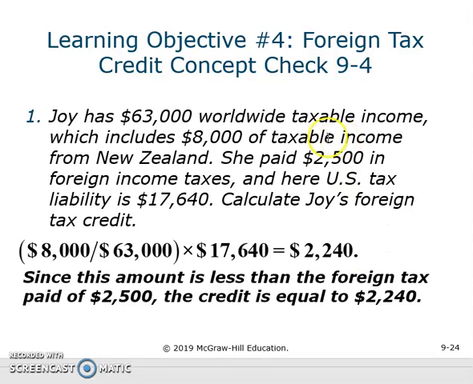We're going to take her taxable income from New Zealand, $8,000, divide that by her total worldwide taxable income of $63,000. We're going to multiply that times her U.S. tax liability of $17,640. So her limit should be $2,240. Since this amount is less than the foreign tax paid of $2,500, the credit that she would qualify for would be $2,240.